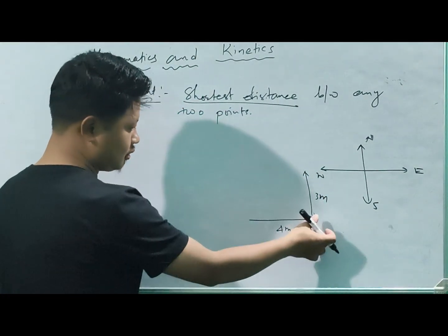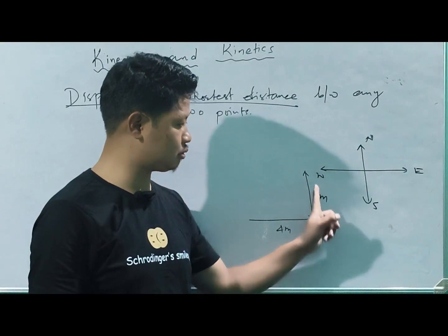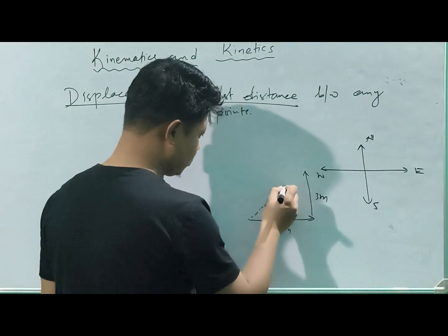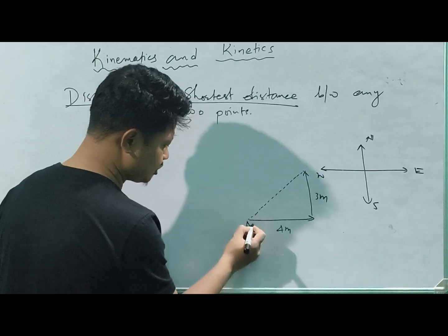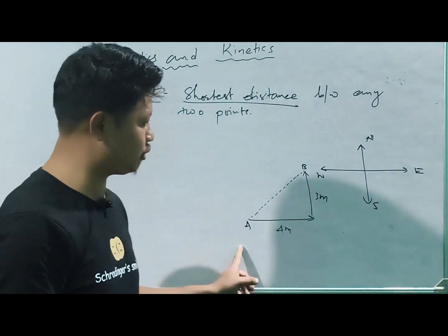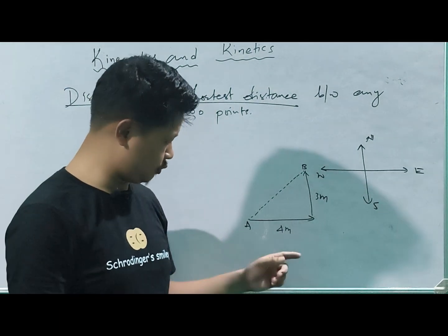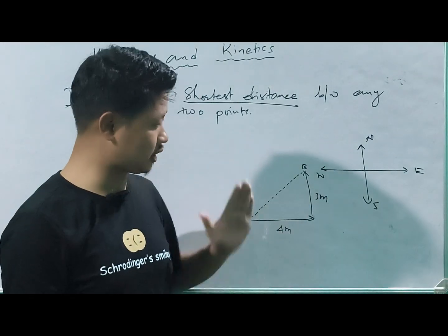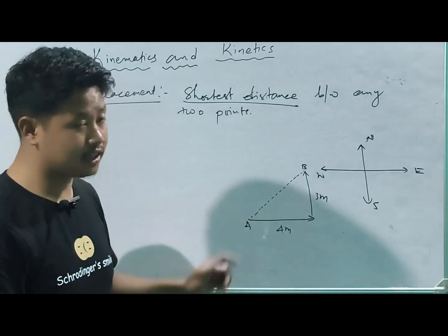First the particle was moving towards the east with a distance of 4 meter, and now the particle is moving towards the north with a distance of 3 meter. What will be the distance between the points? Let us say this is initial point A and this is my final point. Now what is the displacement in this case? If you go this way and then here, that is not going to be the shortest distance. What is the shortest distance here? Here the shortest distance between point A and point B is my dotted line.